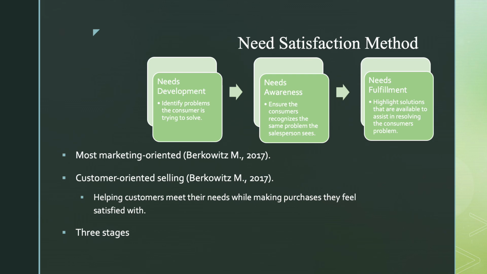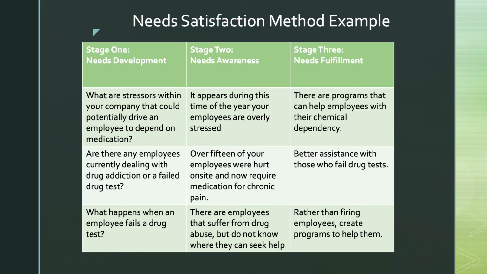Next, I have created a diagram to show you stage 1, stage 2, and stage 3. Stage 1: this is where you get the customer to see what they actually need solved. What stressors within your company could potentially drive an employee to depend on medication? Are there any employees currently dealing with drug addiction or failed drug tests? And what happens when an employee fails a drug test? This allows the employer to think about the problems within the company and how they can solve them using a drug abuse program.